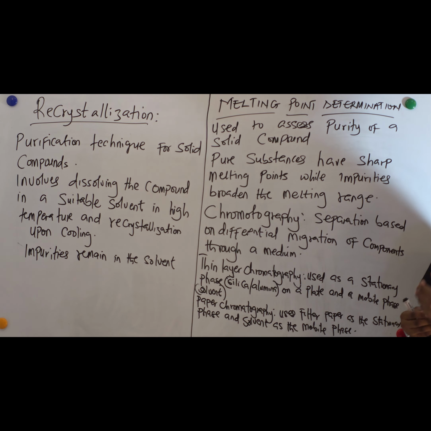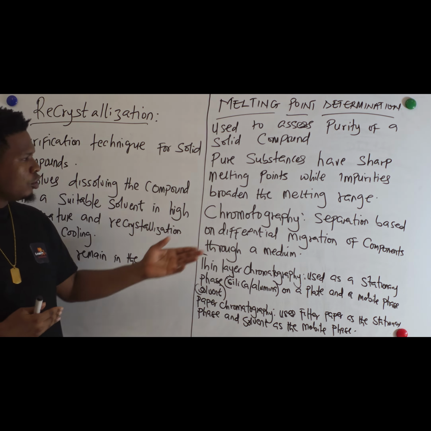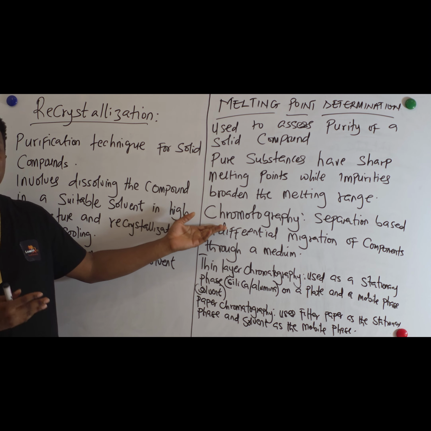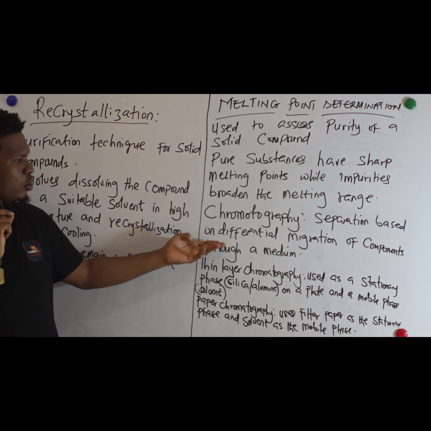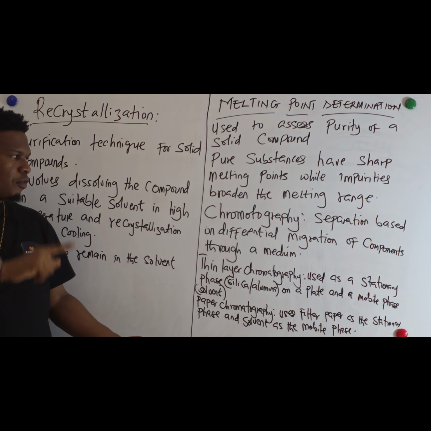The next method we'll talk about is chromatography. Inside chromatography we have several types: the thin layer chromatography and the paper chromatography. So how does chromatography work? Chromatography is a technique that separates based on the difference in the migration of the components through a medium.